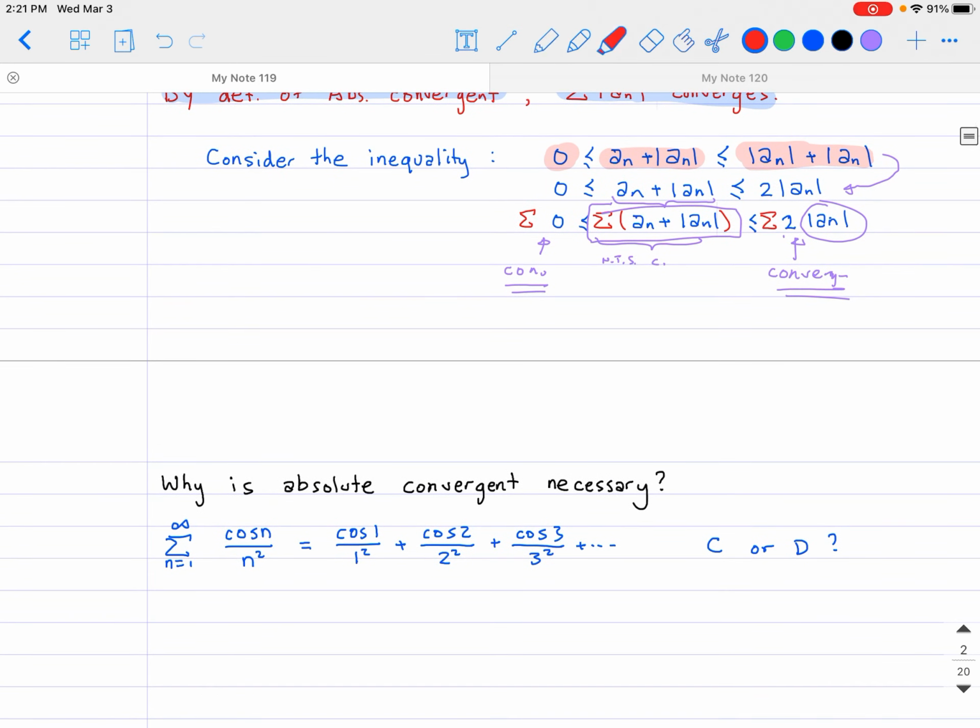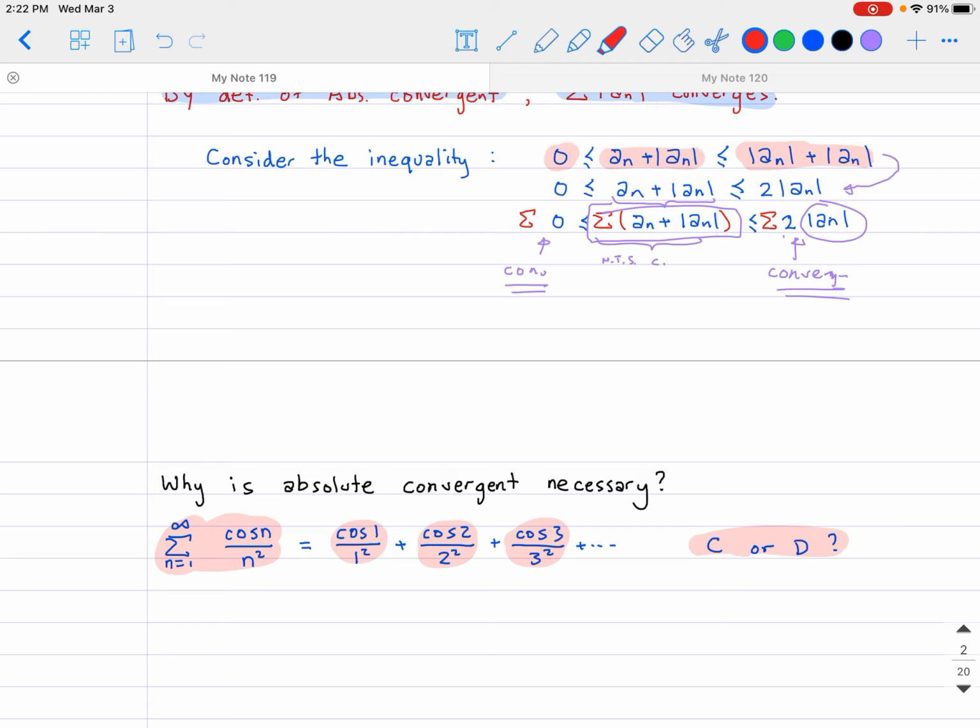Let's say that we have the series right here, which is going to be the summation of cosine of n divided by n squared. Now, if we were to write this out, this is what we're supposed to have. Cosine of 1 divided by 1 squared, cosine of 2 divided by 2 squared, cosine of 3 divided by 3 squared. I want to find out if it's convergent or divergent.